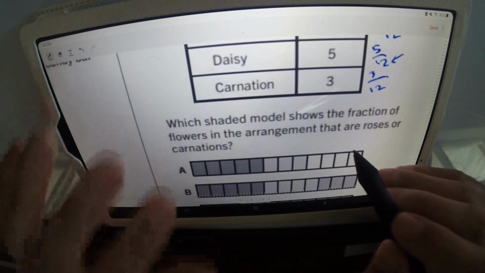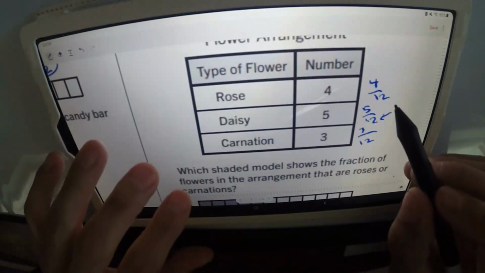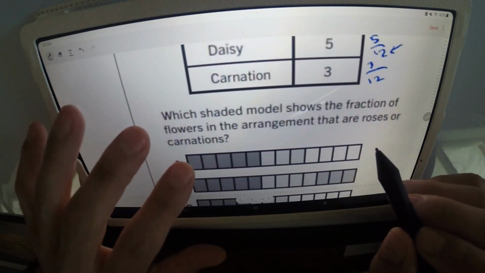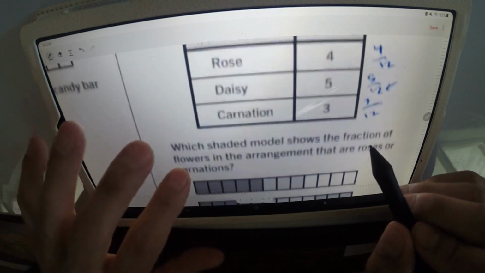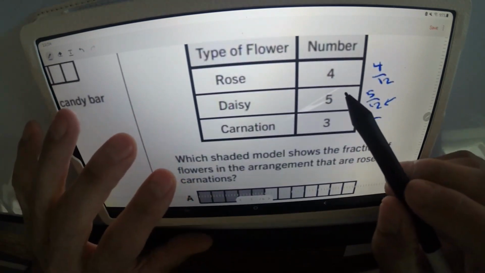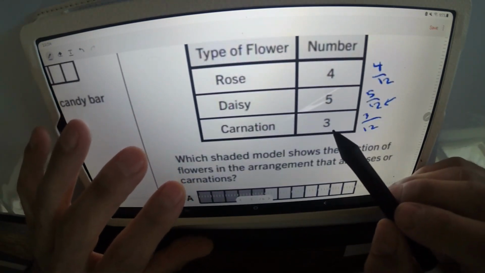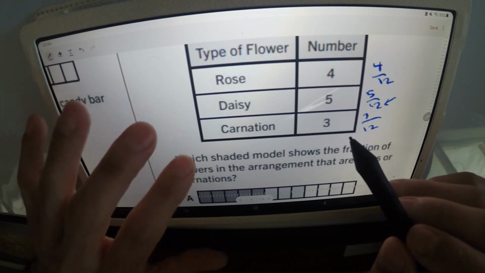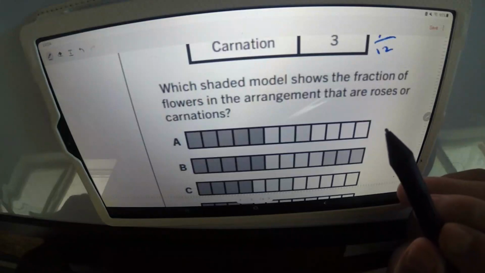Okay, so let's look at this. There are 4 roses and 3 carnations. So we're looking for a shaded area that shows us 4 and 3. Again, we're looking for what model shows the number that are roses and carnations. So there's going to be 4 shaded roses, 3 shaded carnations. So we're looking for, again, the model that shows 4 and 3.